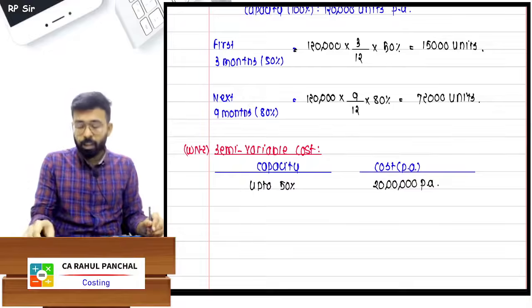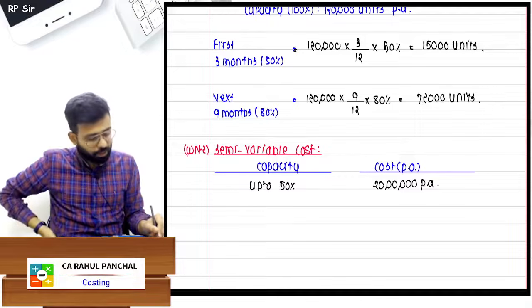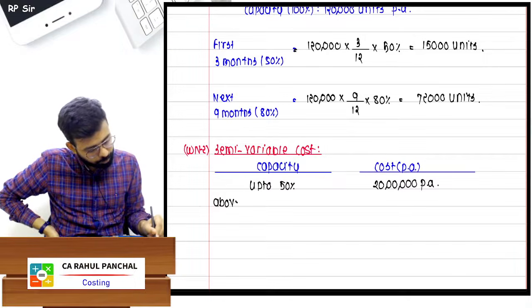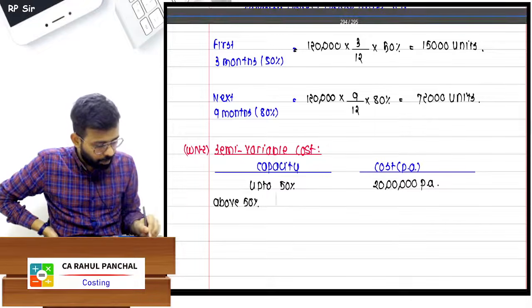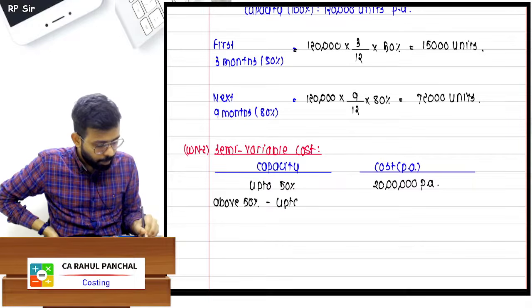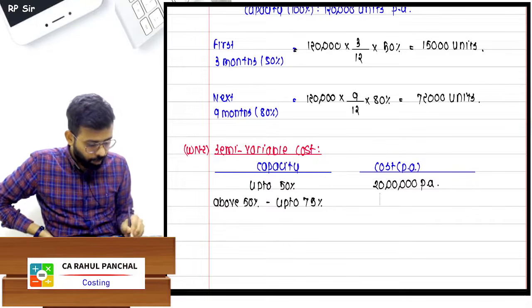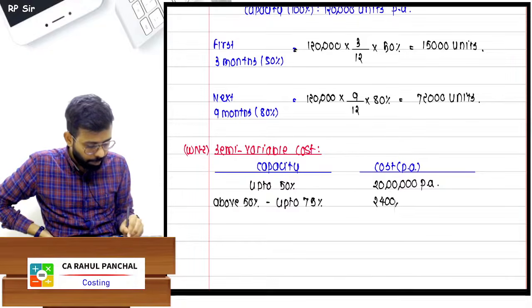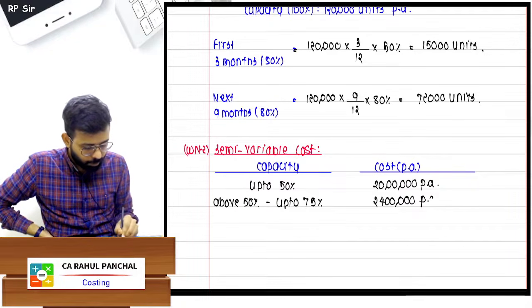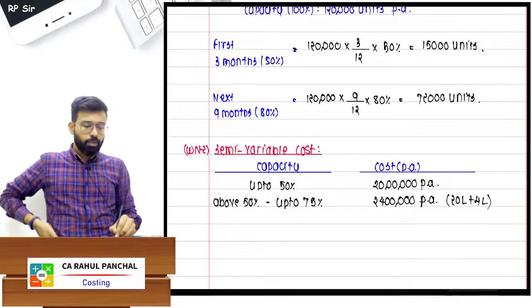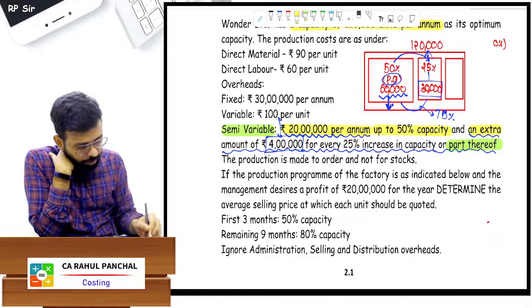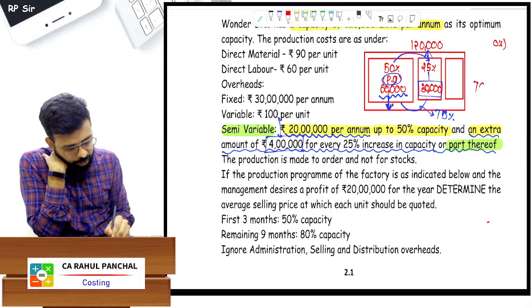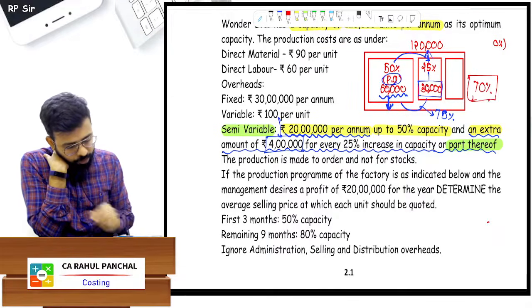It means I can say that if you want to work above 50%, but I can say up to 75%, then your cost will increase by 4 lakh. So it will become 24 lakh rupees per annum, which is nothing but 20 lakh plus 4 lakh. This is a very important phrase, "part thereof". Tell me, if you want to work at 70%, what will be your per annum cost?